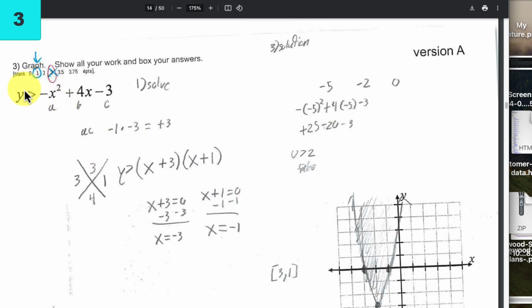Alright, this was a typical response where students were ignoring that the A value was negative. They didn't know what to do with that, and they still didn't understand because the graph was pointing up, not down.